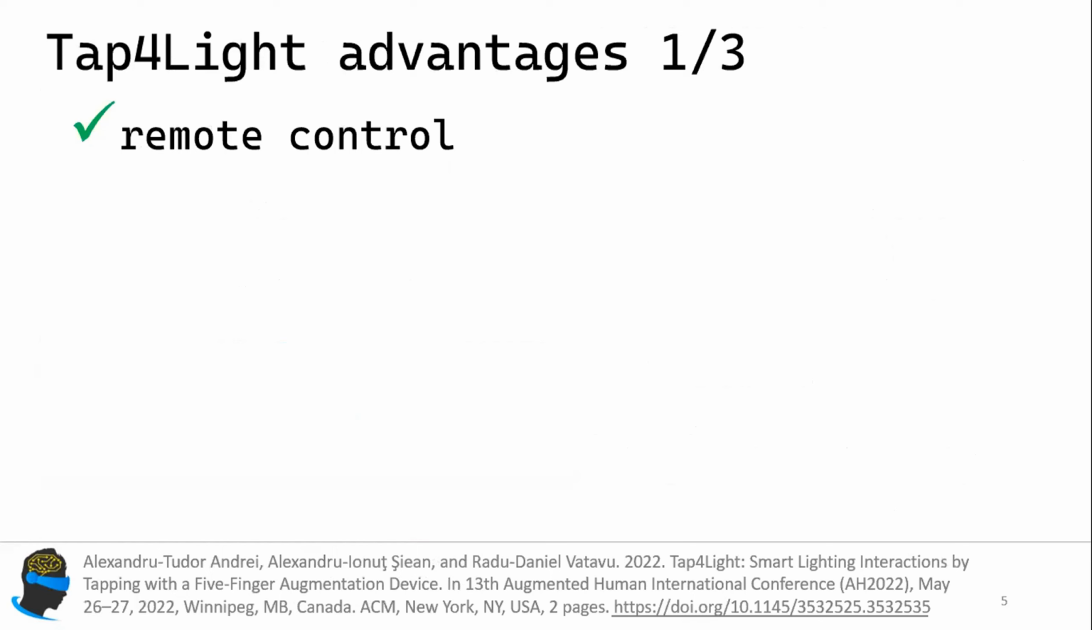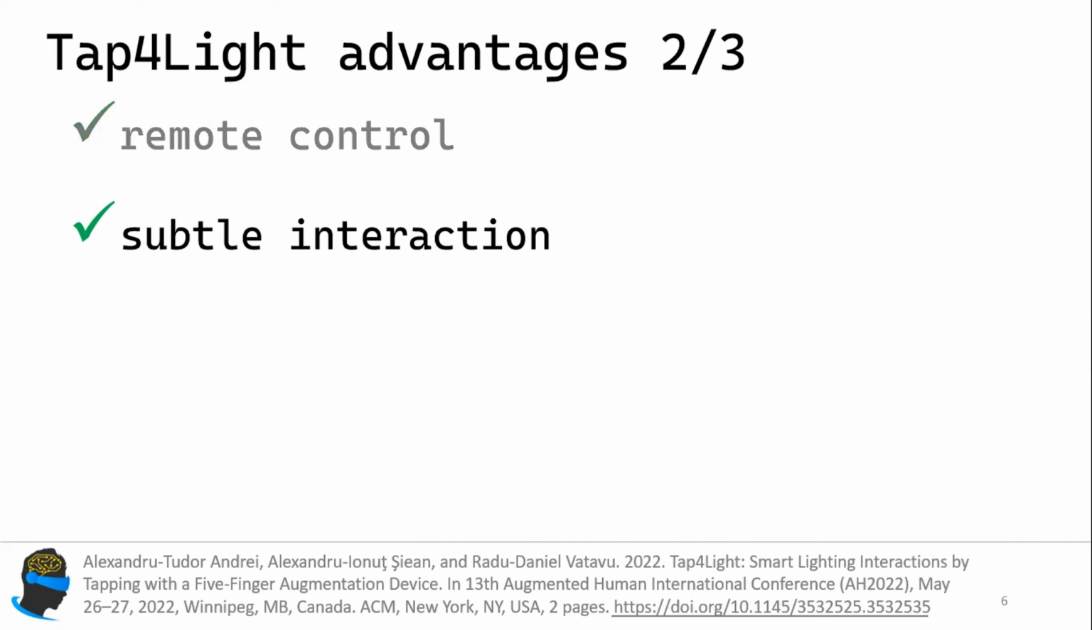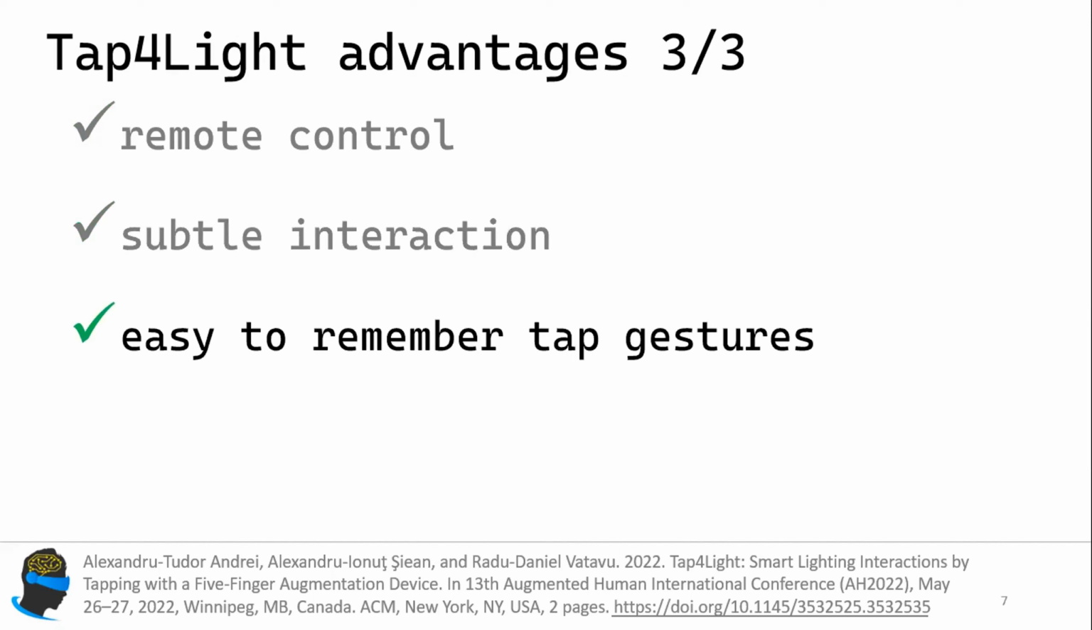But let's see how Tap4Light is different from all these systems. For once, it allows for remote interaction. The user doesn't need to sit in front of a display, stand up and perform larger gestures, or even be in that particular room. Of course, they need to be in the proximity of the system, but being in a room nearby is enough. The interaction is also subtle, because there is no need for loud voice commands or large movements. Only subtle finger movements are enough to control the light. Lastly, the tap gesture dictionary is easy to remember, as it employs only the fingers from one hand.